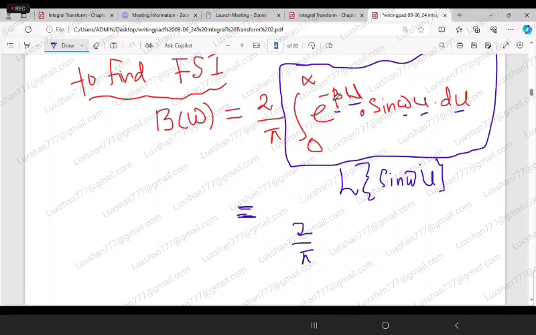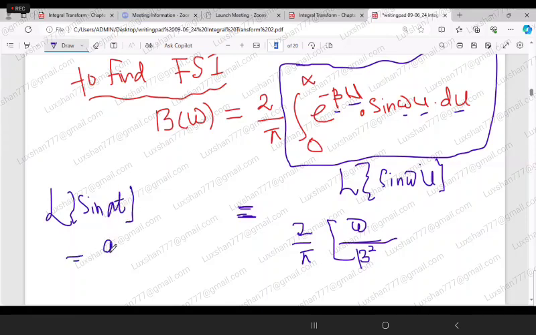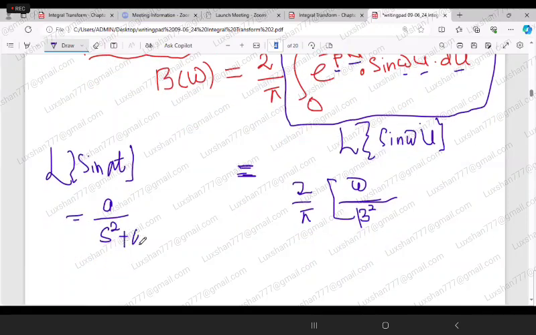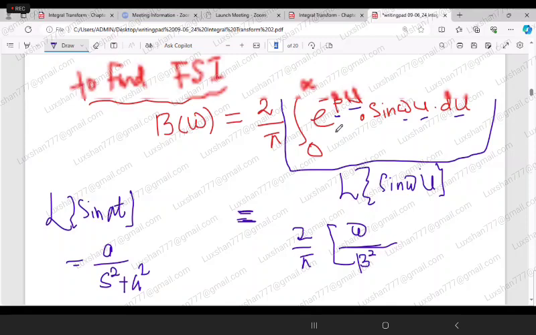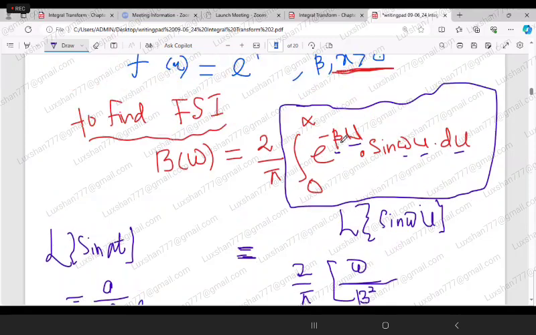If the secondary variable is beta, this is nothing but omega over beta squared plus omega squared. What is the Laplace transform of sine at? A over s squared plus a squared, isn't it? So in the place of s, we have beta.